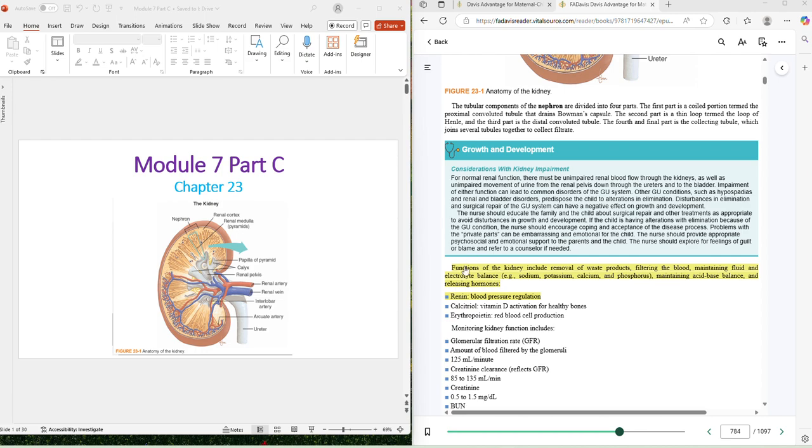You need to know the functions of the kidney. They include removing waste products, filtering the blood, maintaining fluid and electrolyte balance, which is sodium, potassium, calcium, and phosphorus, maintaining acid-base balance, and releasing hormones. One of the big hormones is renin, and that's what regulates our blood pressure. That's part of the kidney function, okay? There's more here. Of course, you know the GFR is important, right? That's our filtration rate, and that's done by the glomeruli.